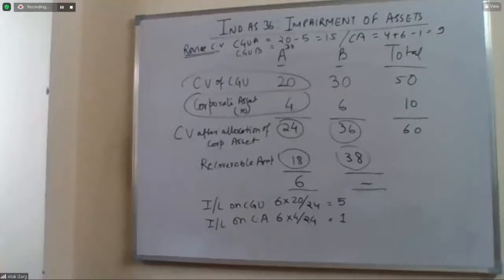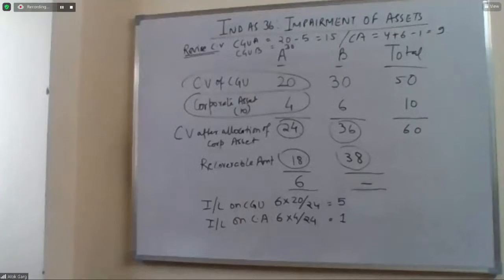Ambika, the revised carrying value is of course 24. If you see, 24 minus 5 is equal to 21. So Ambika, 24 minus 5 is not 21. See, first of all, what was the carrying value for CGU A? The carrying value of CGU A was 20 million. And the value of corporate asset allocated to CGU A was 4 million.